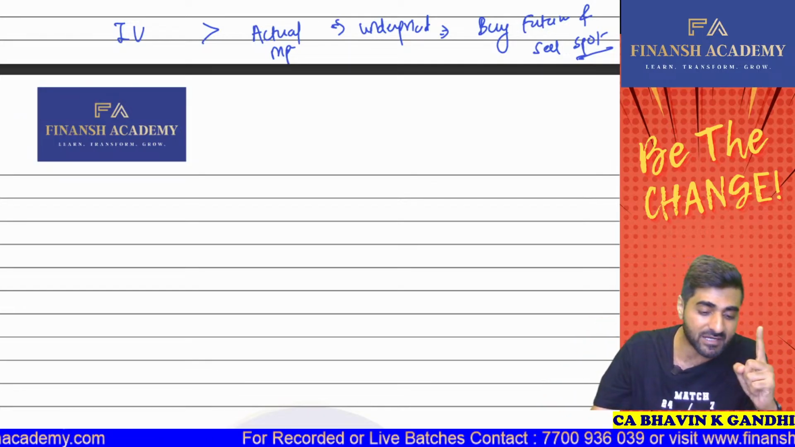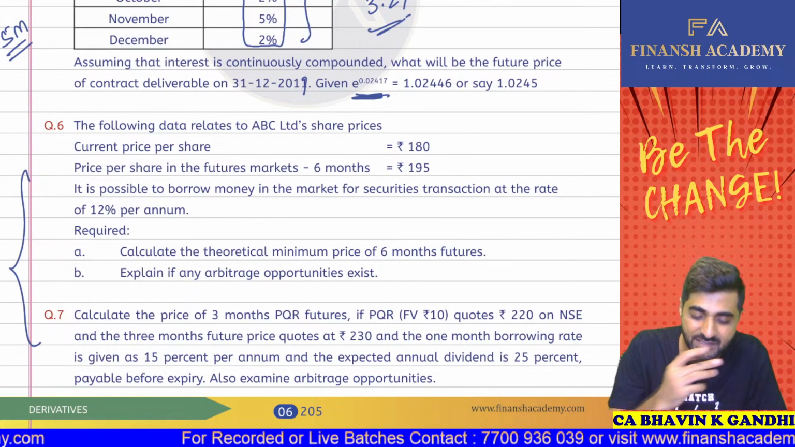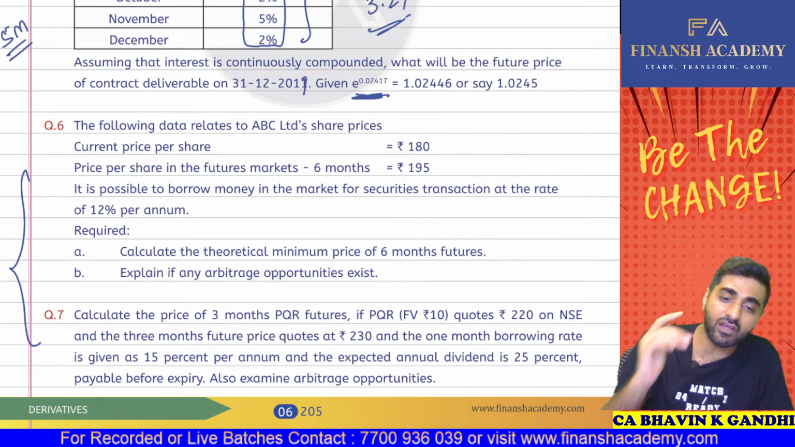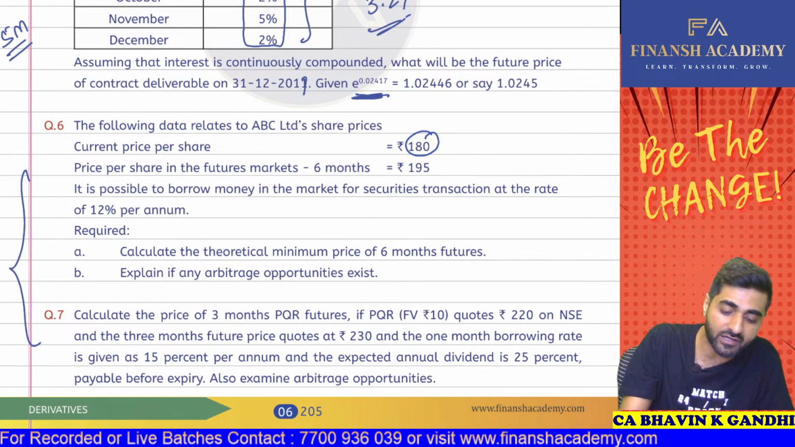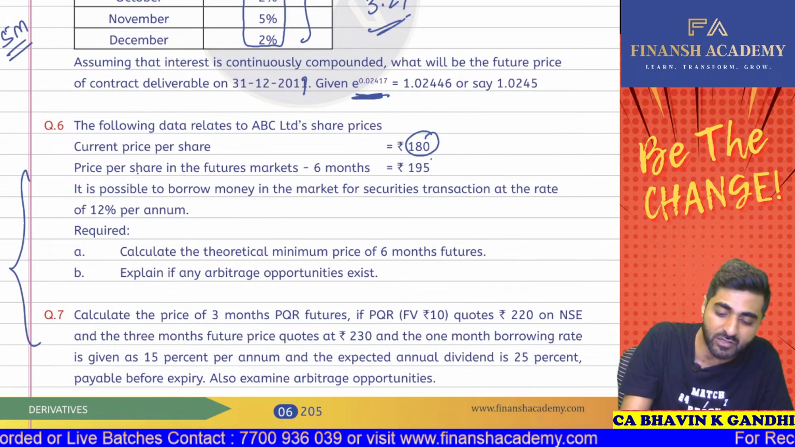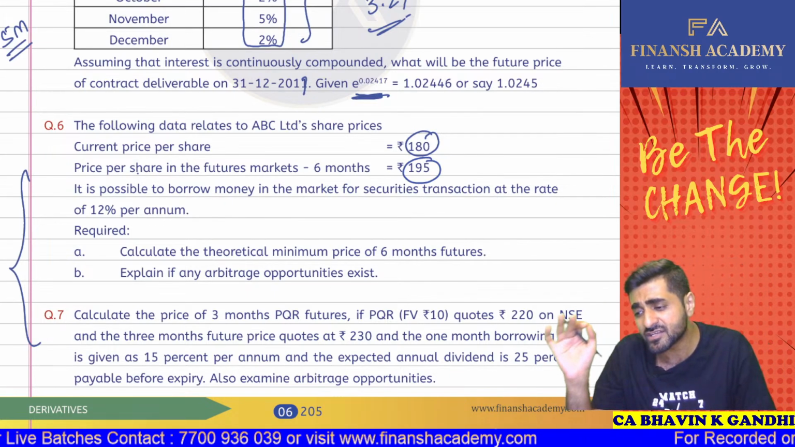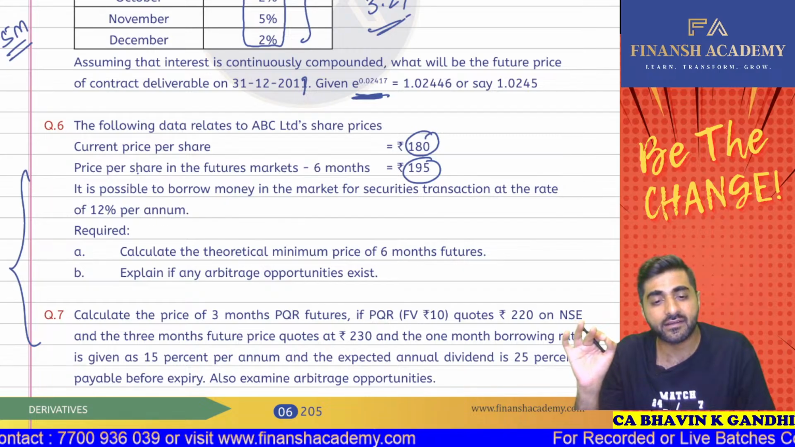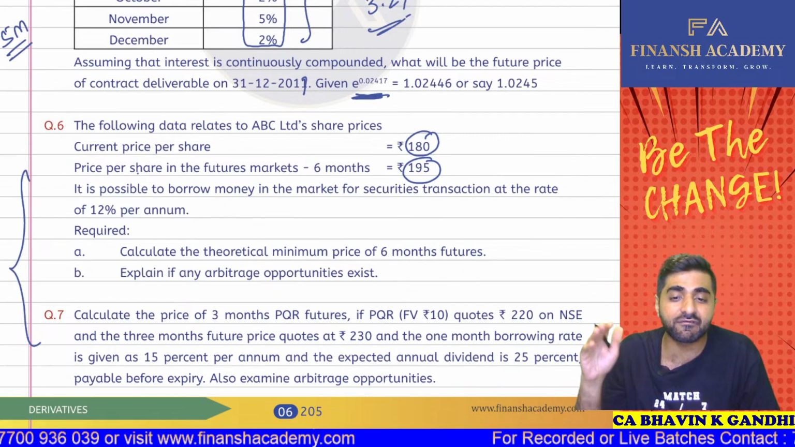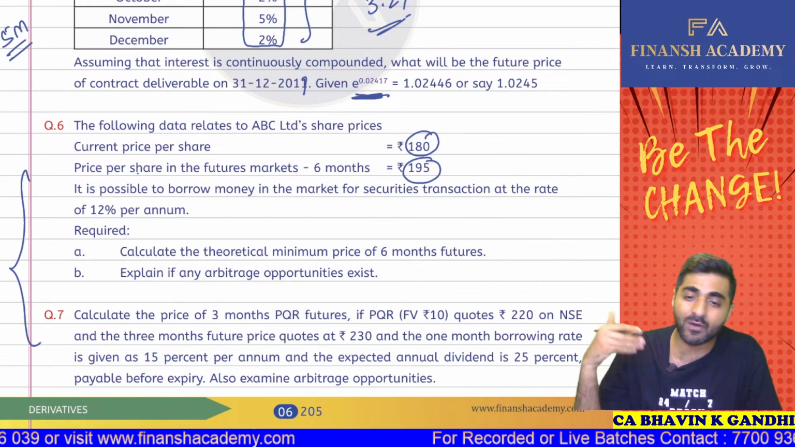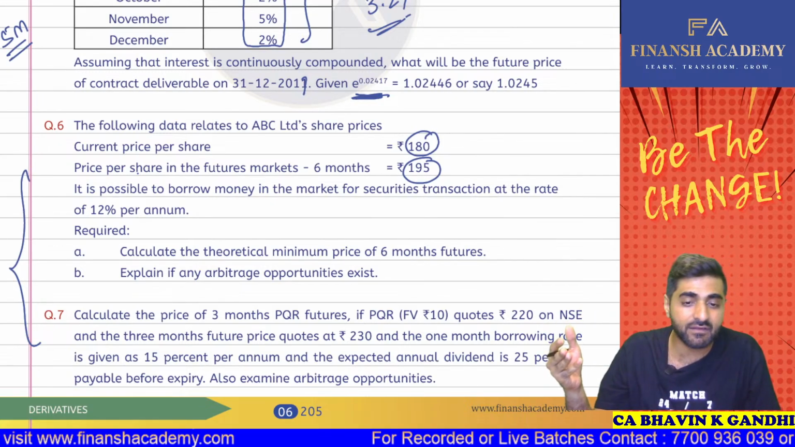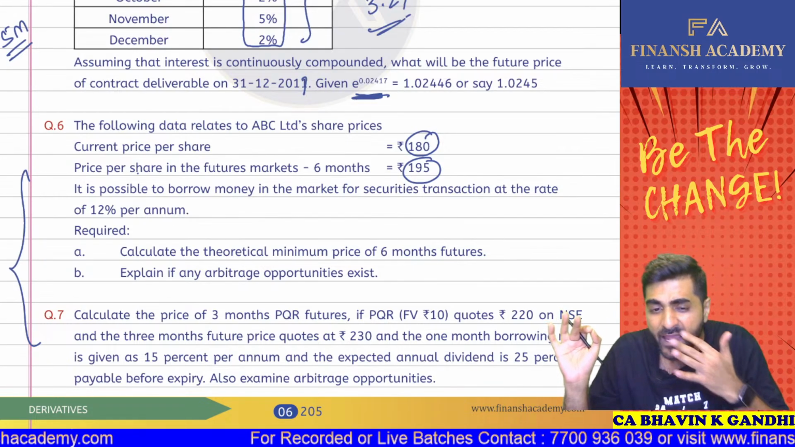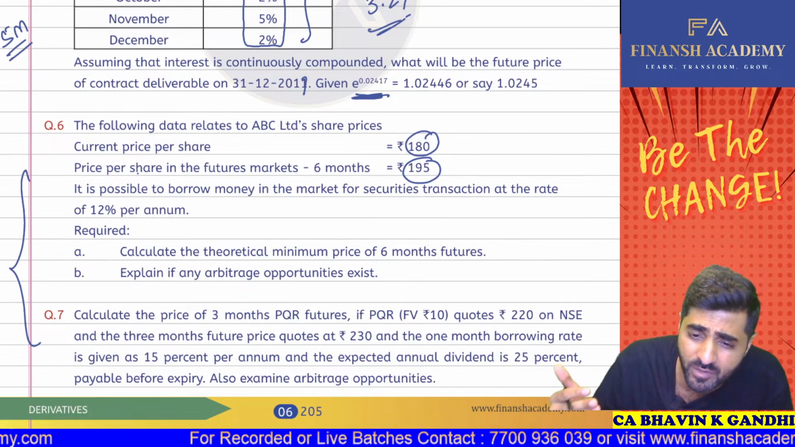To make you understand this in a better way, I want you to now come to question number 6 first. The following data relates to ABC Limited's share price, where the current price per share is 180. So this is your spot. And the price per share in futures for a 6-month contract is 195. So my dear students, this is nothing but the actual market price of the future contract. It is possible to borrow money in the market for security transactions at a rate of 12% per annum. So this is the interest rate they have given you. We are required to calculate the theoretical minimum price of a 6-month future and explain if any arbitrage opportunity exists.